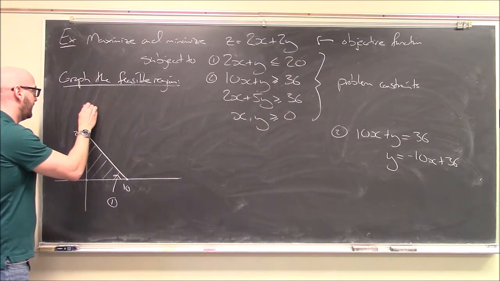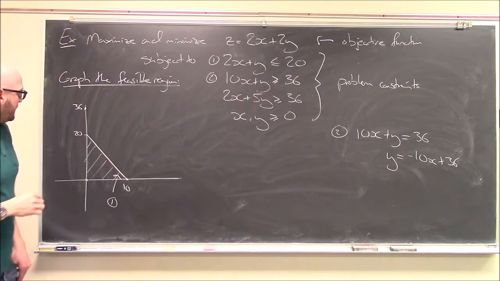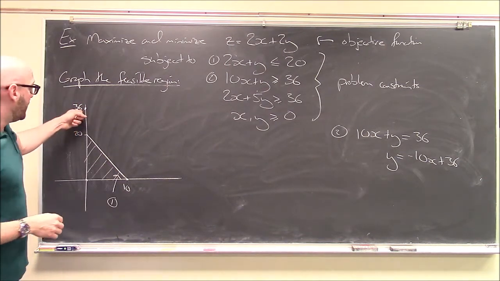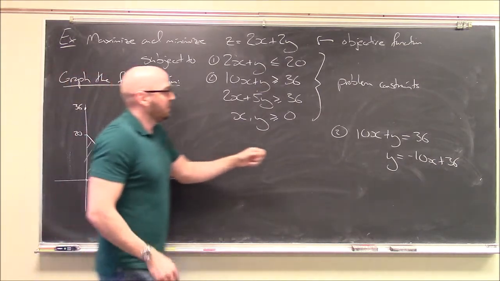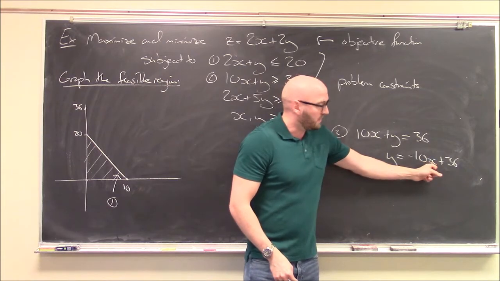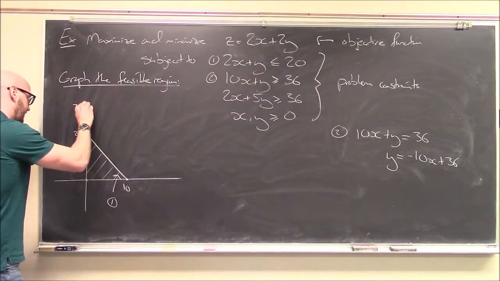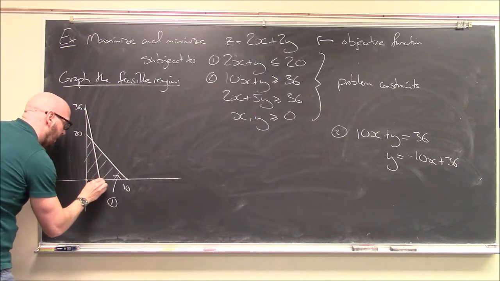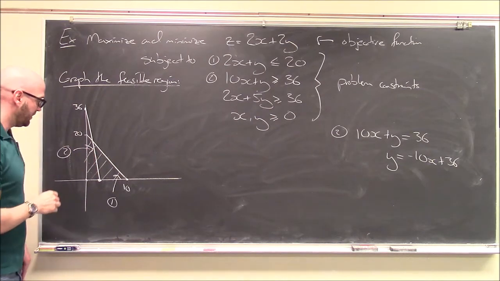Alright, so that's up here somewhere. 36 is up here. Has slope -10. So y is going to be 0 when x is actually 3.6. I don't think I need the number 3.6, I just need to illustrate the fact that this is very steep. Okay, so there's line number 2.